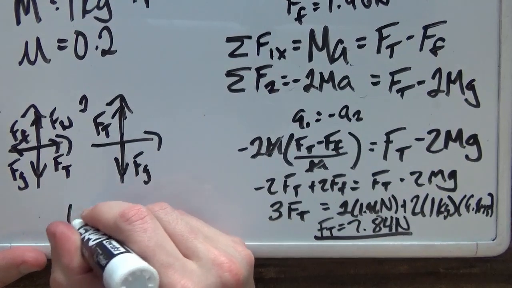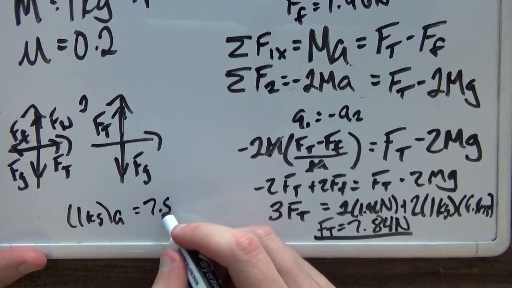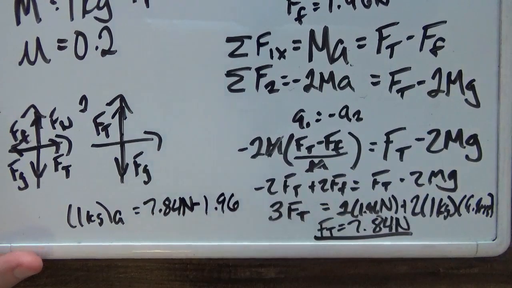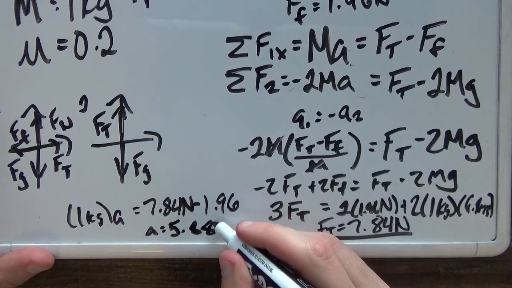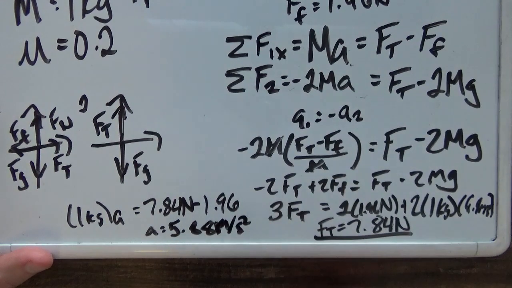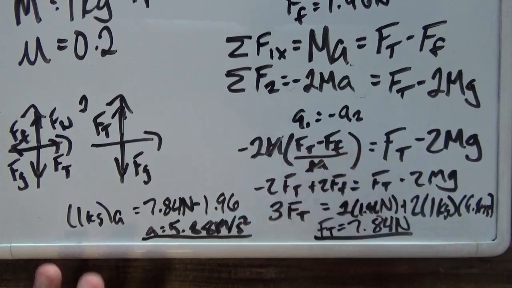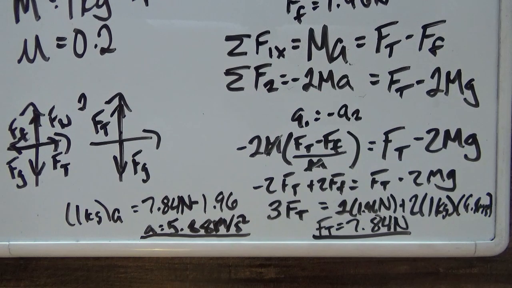M is 1 kilogram. A, what we're solving for, is equal to tension force, which is 7.84 newtons in my case, minus force of friction 1.96. So acceleration is equal to 5.88 meters per second squared, or I believe it just gave you a flat 6 if you used 10. In my case, 5.88, 7.84. In the book's case, 8 and 6. Lovely.